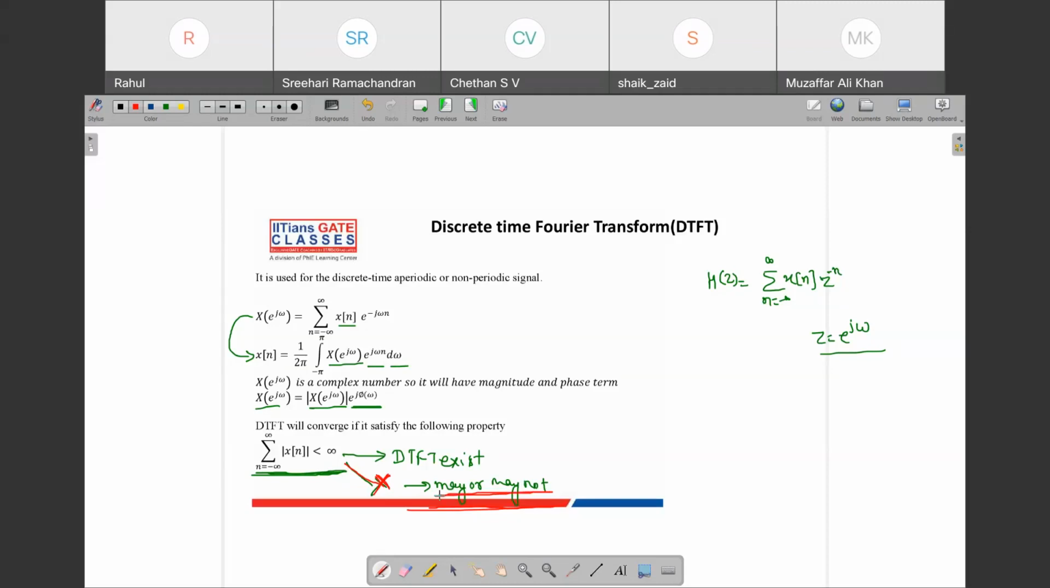Example. Here, generally we don't calculate the DTFT directly, because when you try to calculate the DTFT directly and the signal is not satisfying this criterion, it will result in infinity. But there is some indirect method. For example, I will show you one example. Let's say we have some signal which is the integration of some other signal. So I can use the integration property to calculate the DTFT.